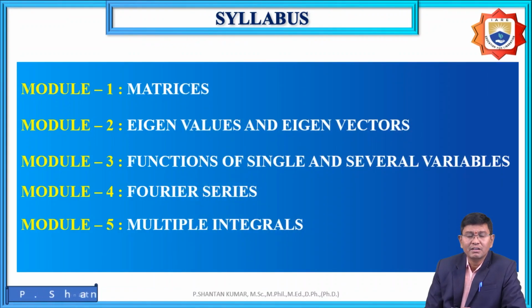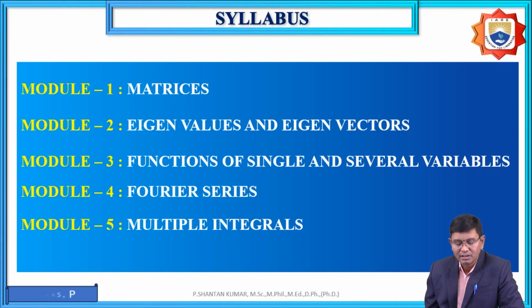Here, under this branch, the subject today is matrices and calculus. Based on the outcomes, the PSOs and POs, these are the topics we are going to divide into: Module 1, Module 2, Module 3, Module 4, Module 5. The first is matrices, the second is eigenvalues and eigenvectors, the third is functions of single and several variables, the fourth is Fourier series, and the fifth is multiple integrals.